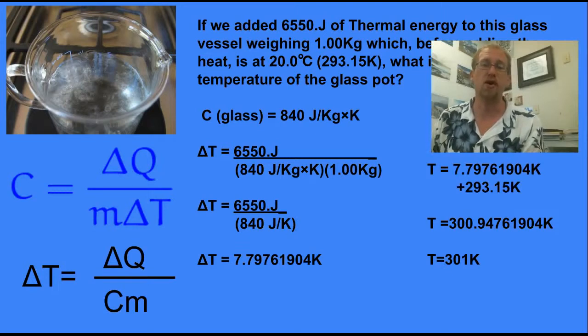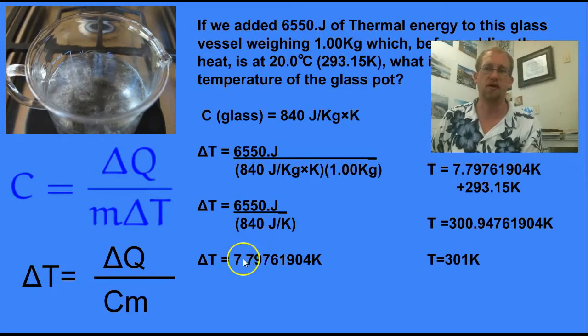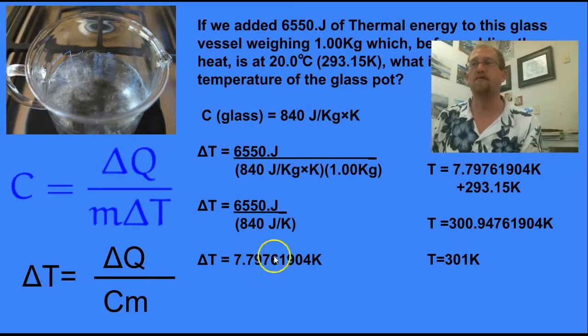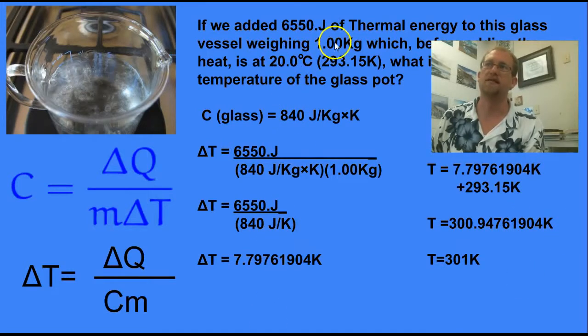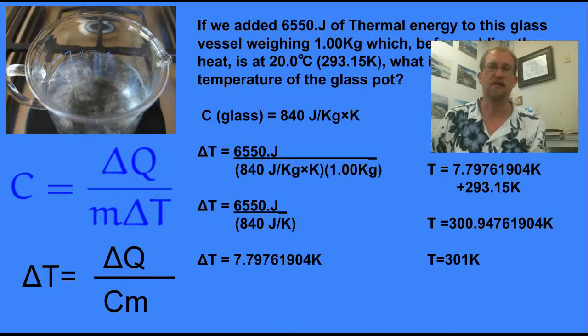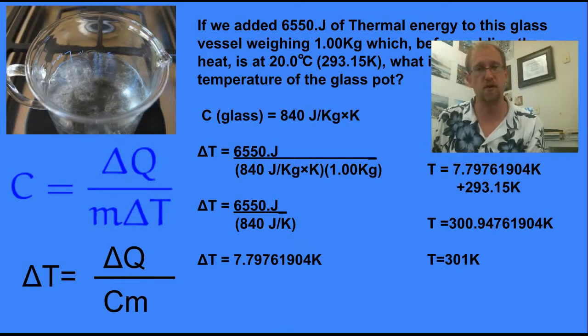So to get the new temperature of the pot, I have to take my value for delta T, the change in temperature, and add it to what it was before. It was 293.15 Kelvin. I'm going to add these numbers, and that gives me 300.94761, and so on. I look back up here, I see 3 significant digits, 3 significant digits, 4 significant digits. I need to pick 3, so my answer is 301 Kelvin. Okay, that's the new temperature of the pot. If you need to see that example again, pause the video, play it again, do whatever you need to.